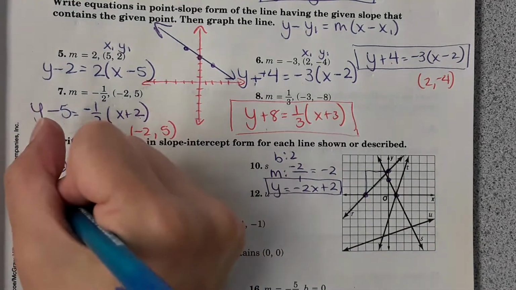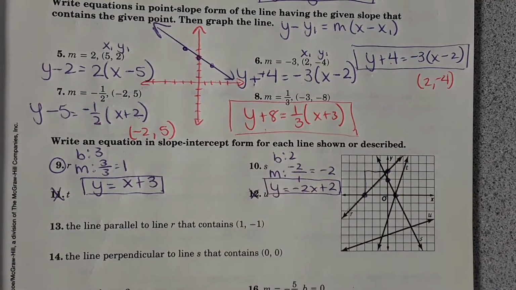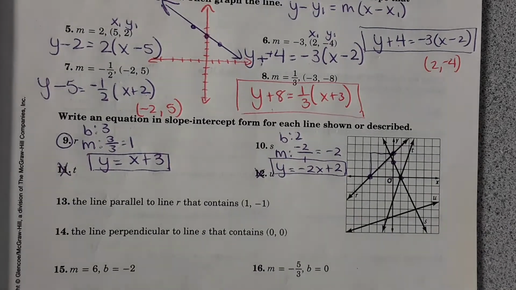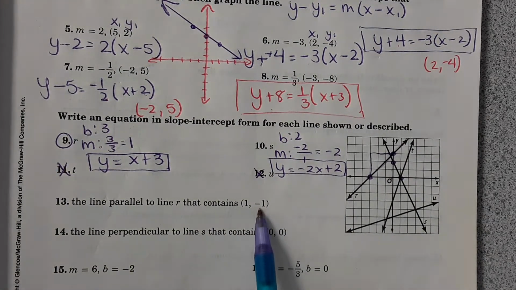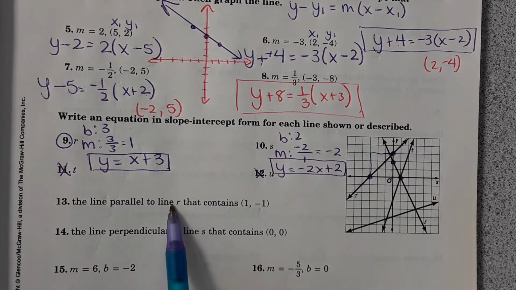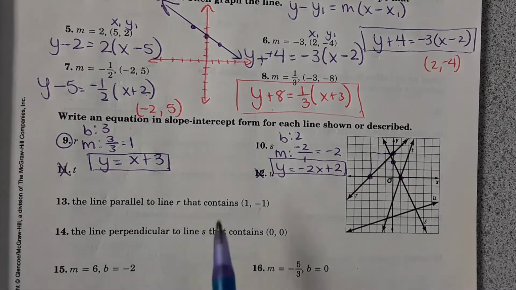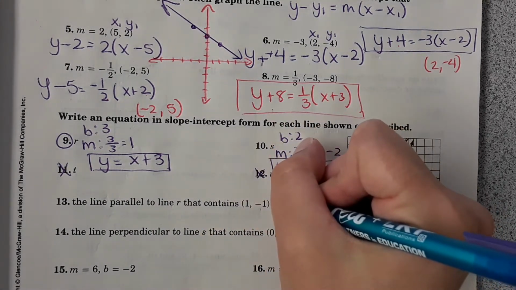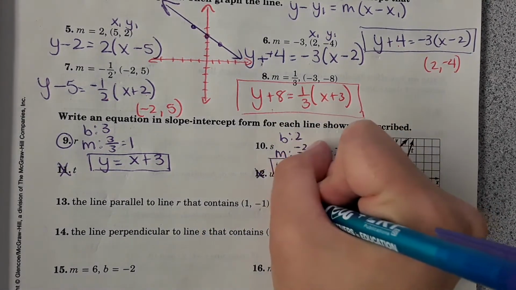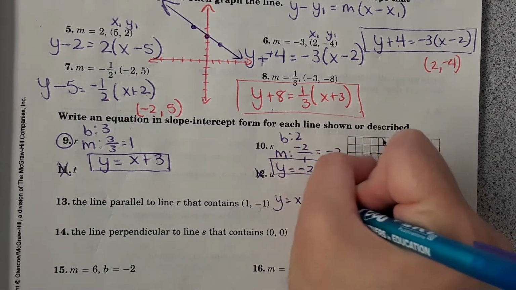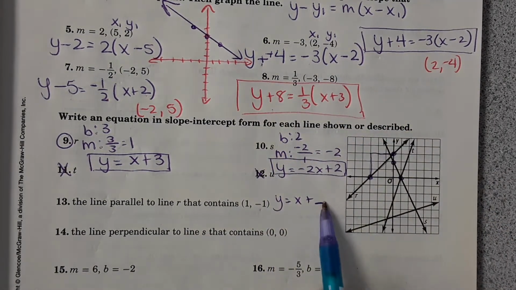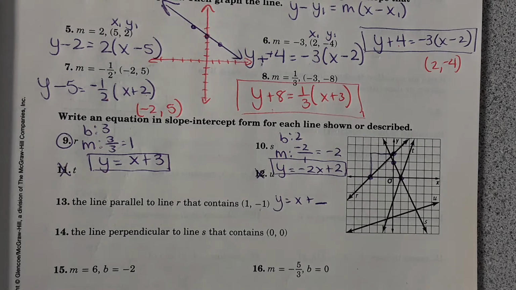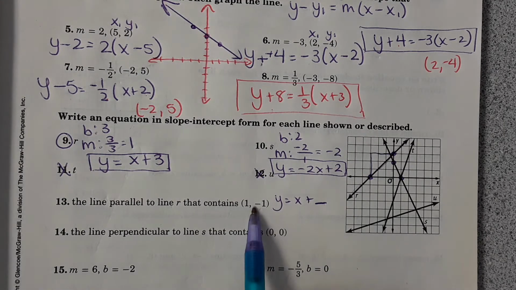I'm going to skip 11 and 12 and move to 13. Number 13 wants a line parallel to R that contains (1, negative 1). A line parallel to line R would have the same slope, and our slope for R was 1. So it would look like y equals x plus a number, but we don't know what that y-intercept is. So we're going to have to use point-slope form and then change it into this format.